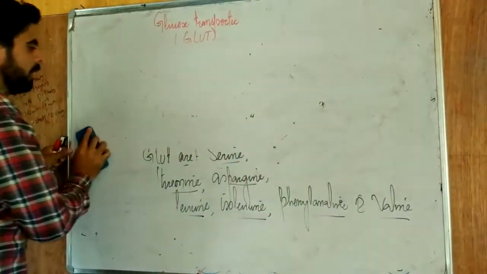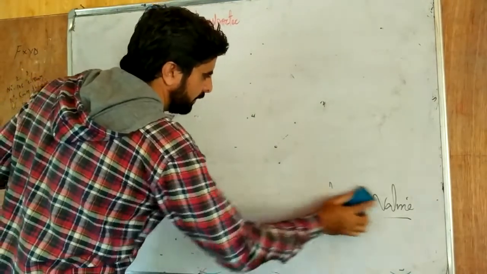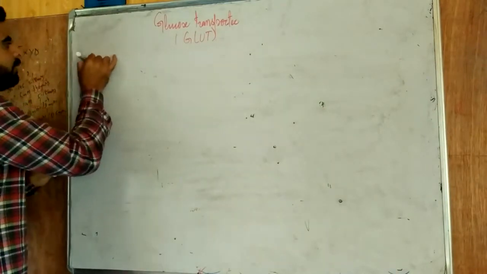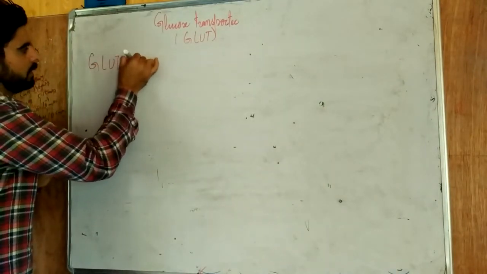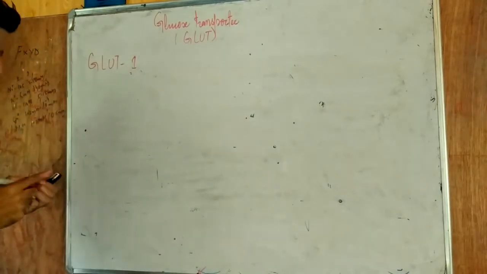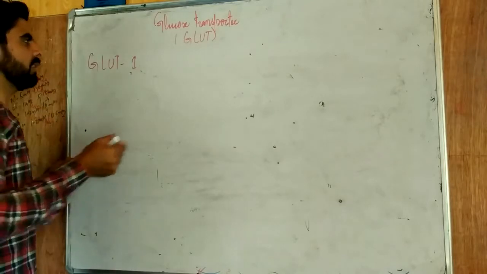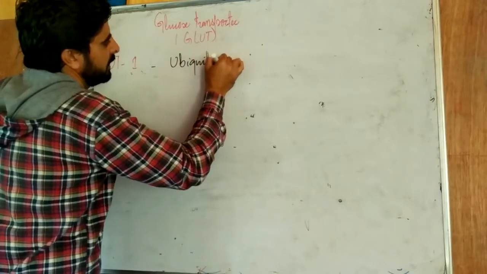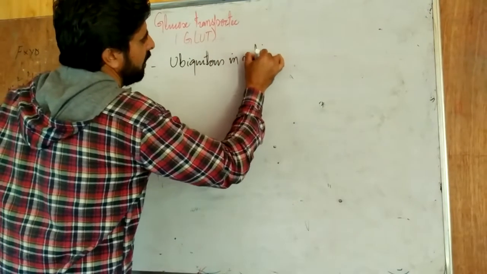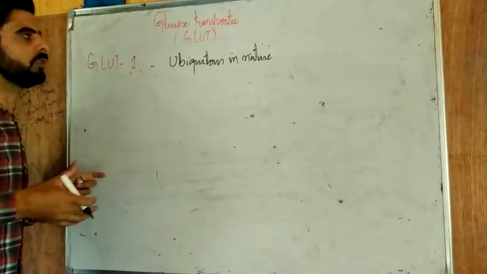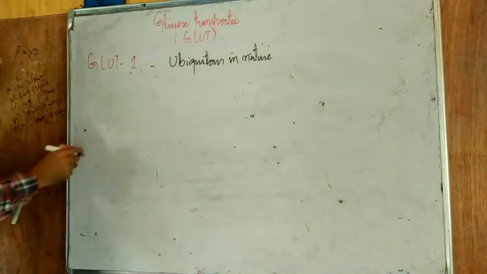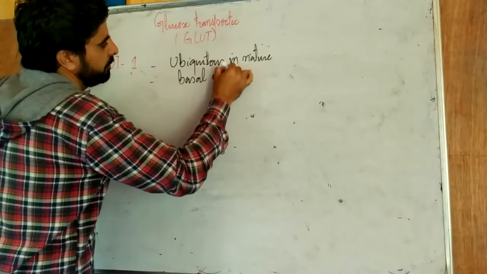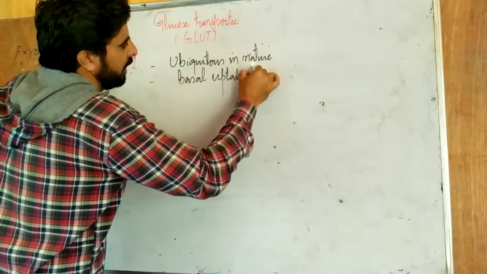We'll see all that. Let's have GLUT 1 first. There are different types, but we'll take the most important ones. The first one we have is GLUT 1. This GLUT 1 is ubiquitous in nature. That means it is present in all animal cells, and that's why we call it ubiquitous in nature. It is mainly responsible for basal uptake of glucose.